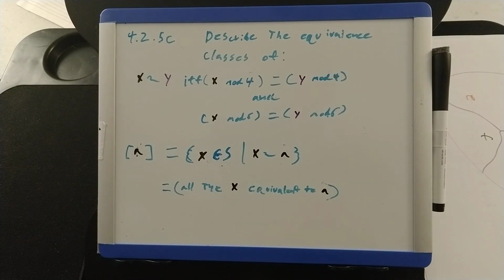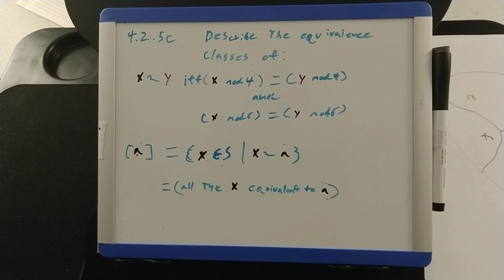All right, hey, let's talk some more about equivalence classes. So this is 4.25C. Describe the equivalence class of the relation, the equivalence relation between x and y, where x is equivalent to y if and only if x mod 4 equals y mod 4 and x mod 6 equals y mod 6. All right. So I'm going to break it down, hopefully try to make this a little bit more simple.